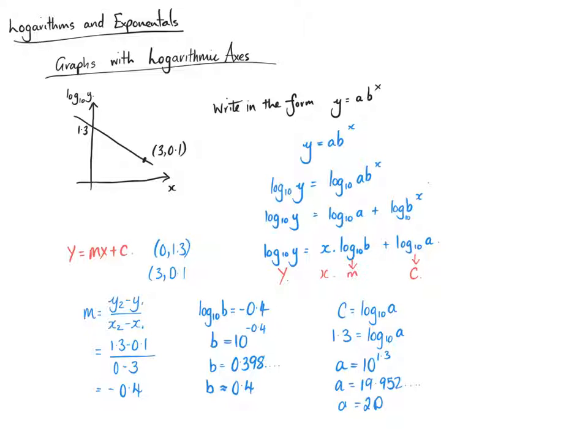Okay, so then we can write our formula. So therefore, y is equal to 20 times 0.4 to the power of x. And you can write that 0.4 to the x in a bracket if you so wish.